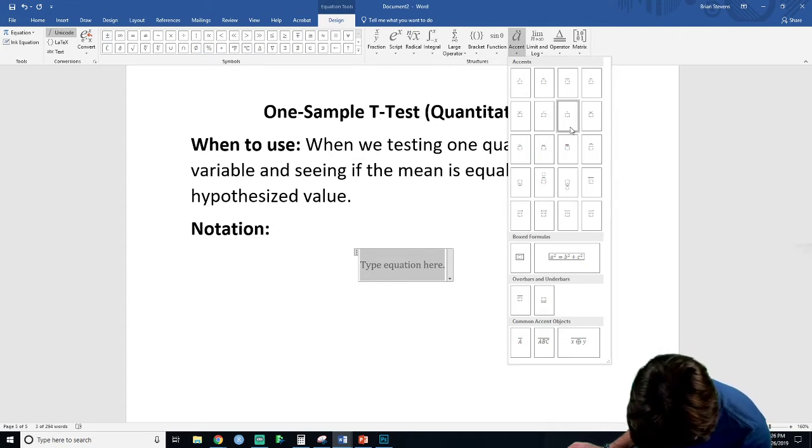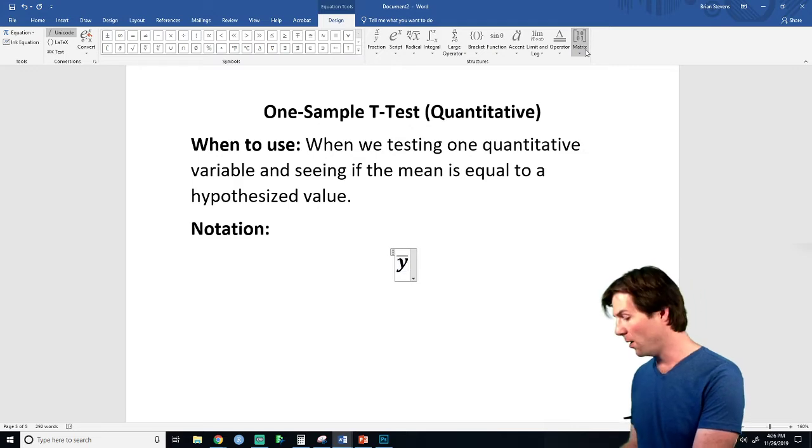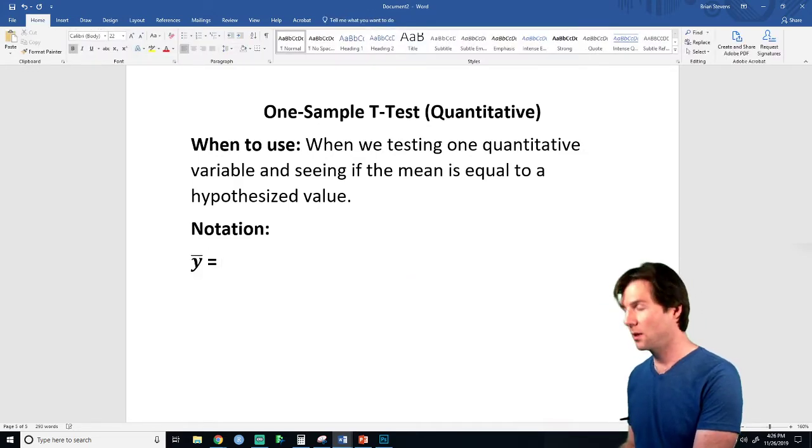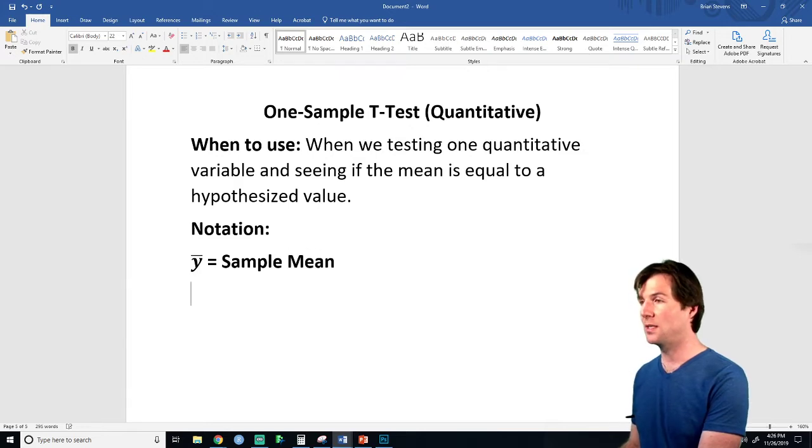Which one of these is the bar? There we go, y bar. Y bar is the what? That is the sample mean. So y bar is the sample mean.